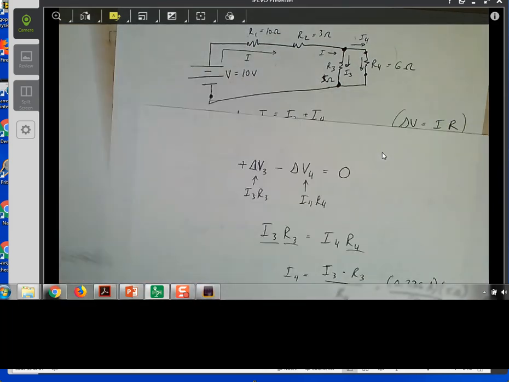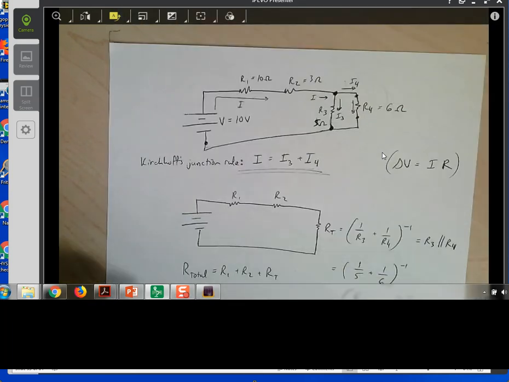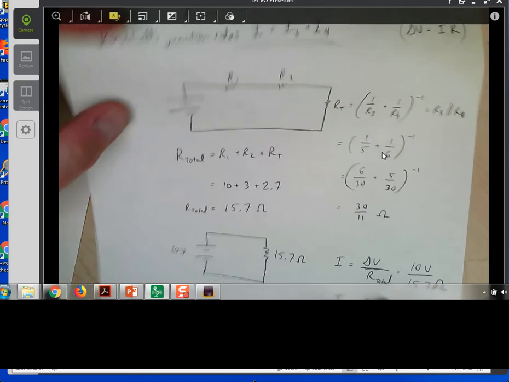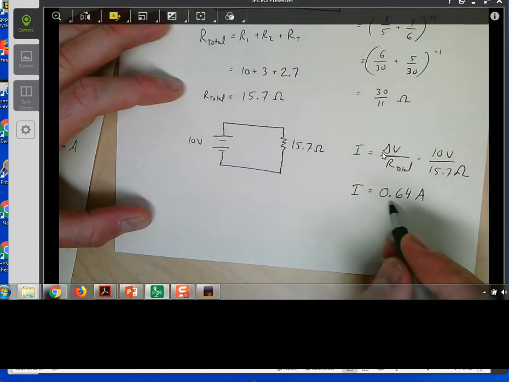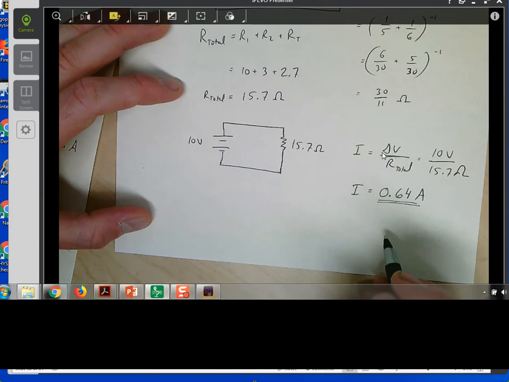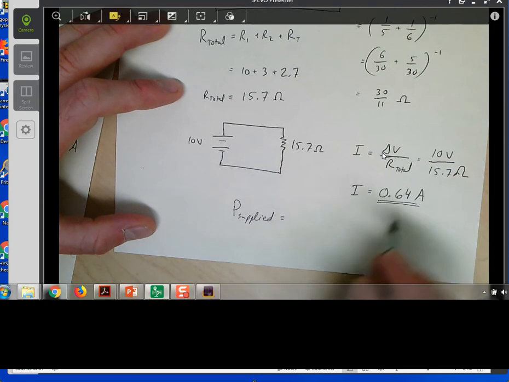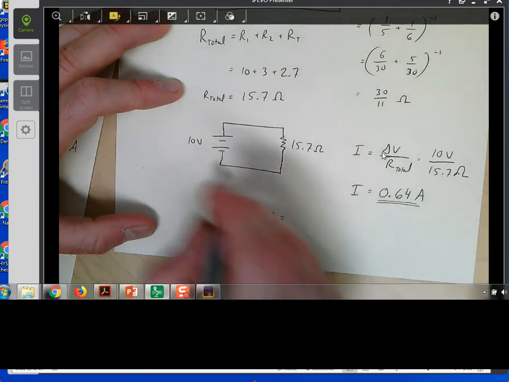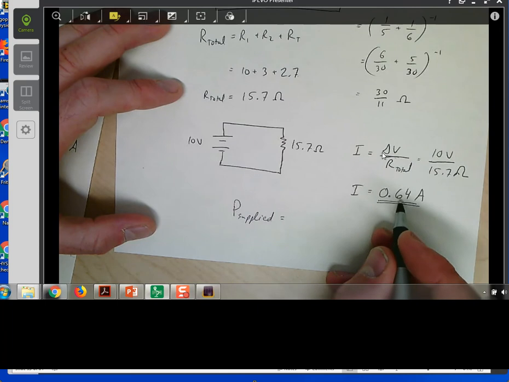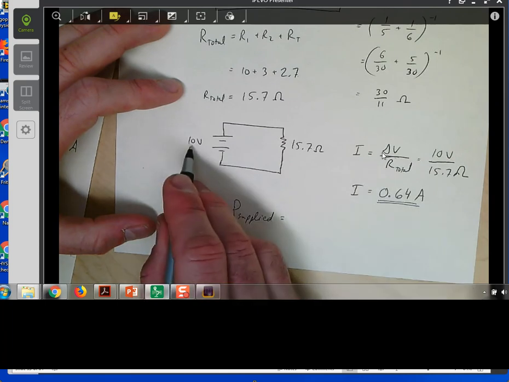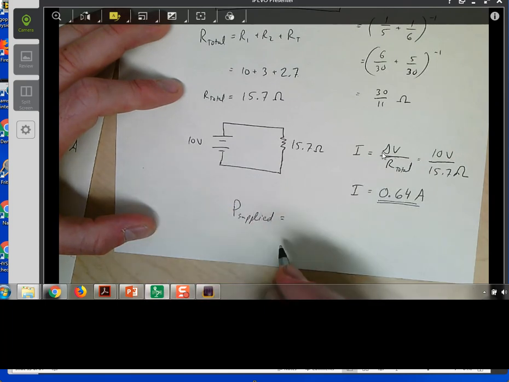and check to make sure that this is indeed 0. The other thing you could do is ask yourself the question, how much work does the whole battery have to do? Well, the whole battery is supplying 0.64 amps. Of course, that does get divided once you get to R3 and R4, but if you're talking about the current that's going through the battery, the power supplied by the battery is this I times its voltage, right? So 0.64 multiplied by 10 volts gives you 6.4 watts.